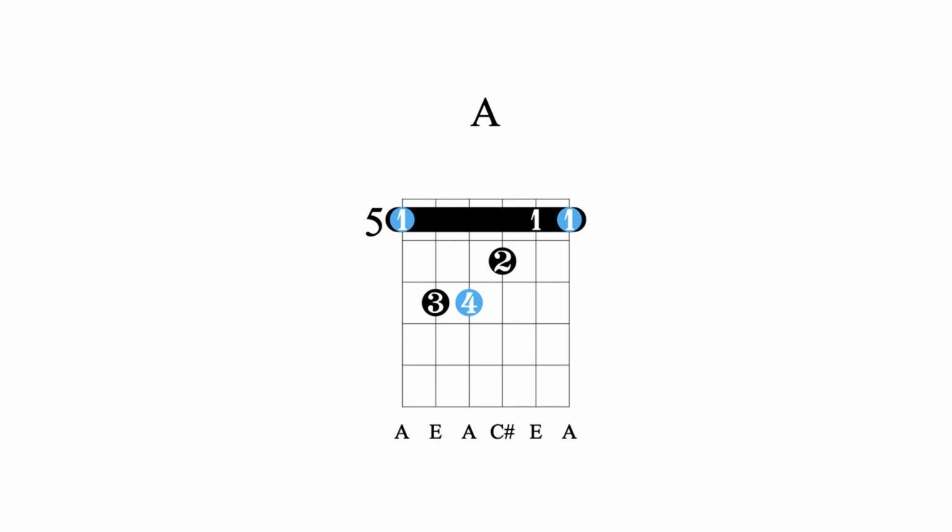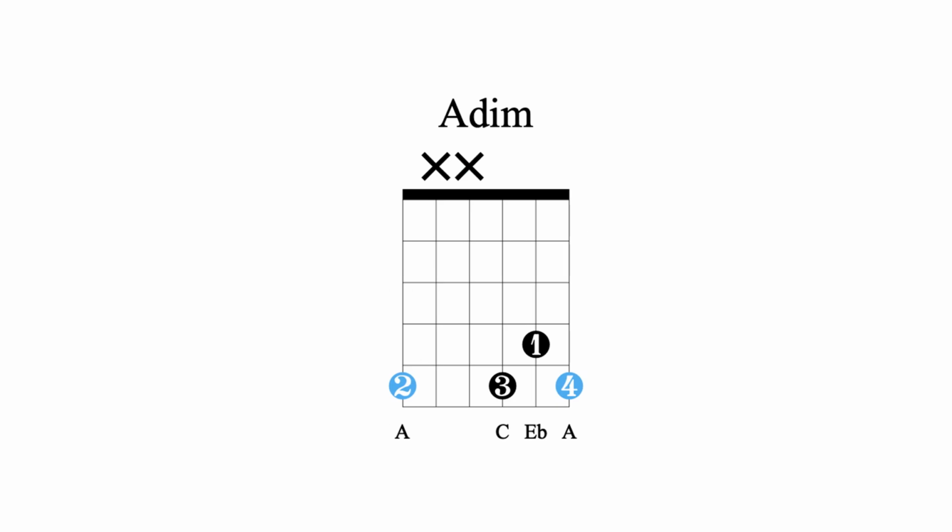In this video, I'm going to show you how to find the basic major, minor, and diminished chords in every key. This is the second video in a series of basic music theory lessons for guitarists. I've added timestamps in the description, so you can skip this intro if you want.